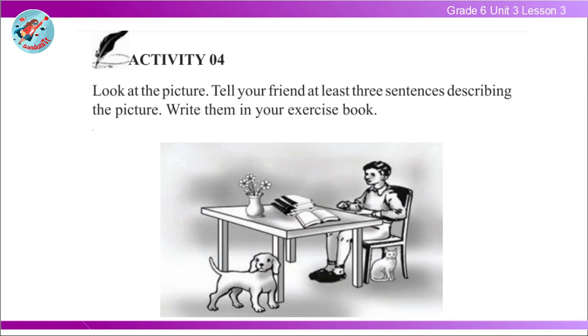Okay, children, now you can write down less than 3 sentences about this picture in your exercise book. After you write those sentences, you can resume the video to check your answers.